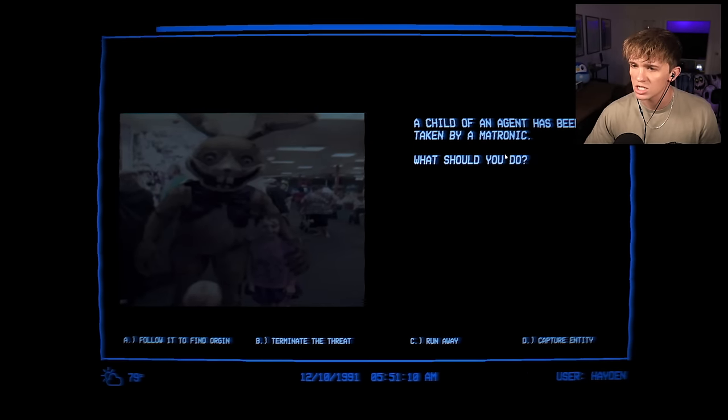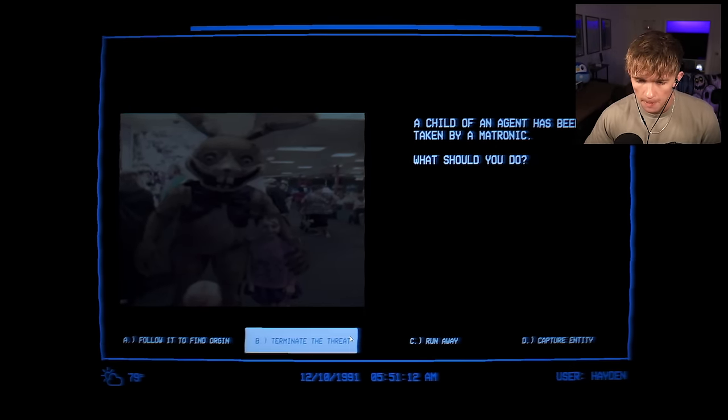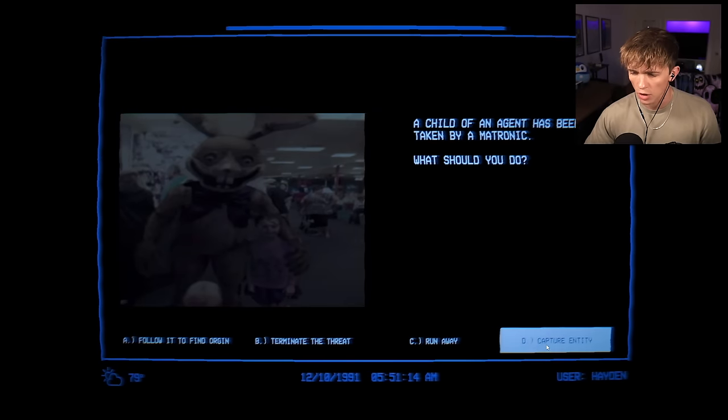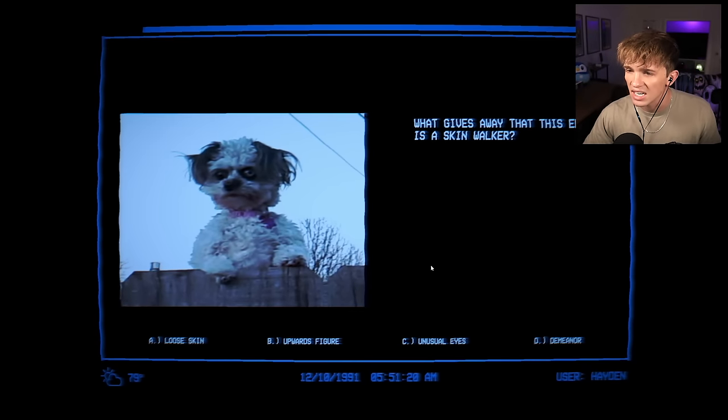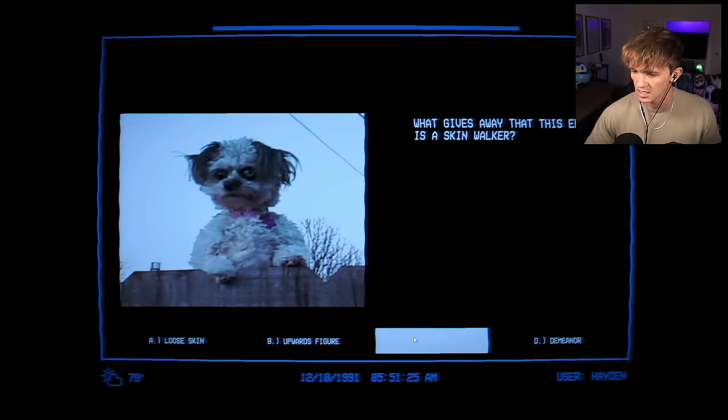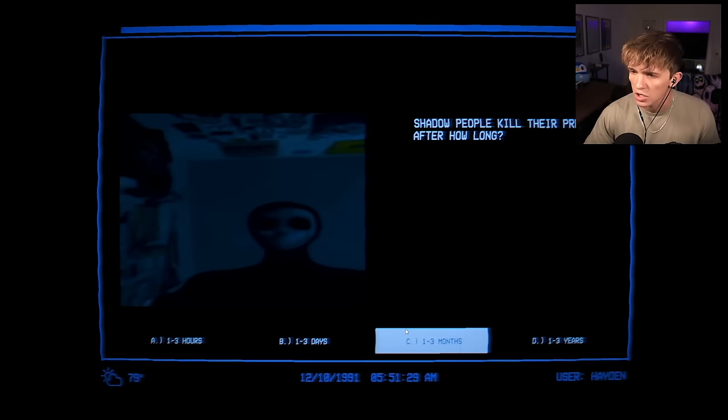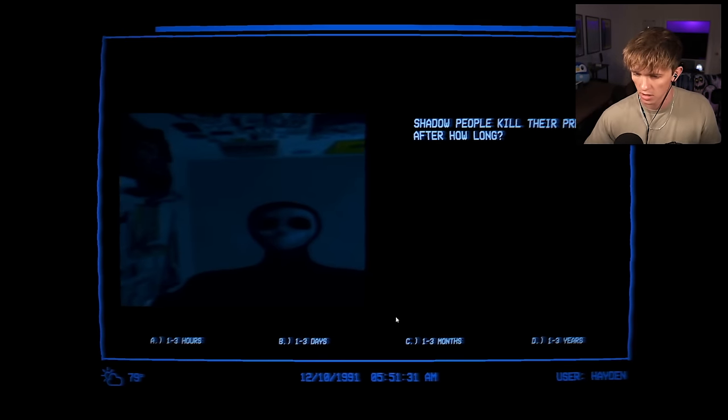Wait, Charlie agent has been taken by a matronic. What should you do? Follow it to find origin. Fuck them kids, bruh. What gives away that this entity is a skinwalker? Upwards figure, unusual eyes? Shadow people kill their prey after how long? Oh, 1 to 3 days. What was it? I don't know.